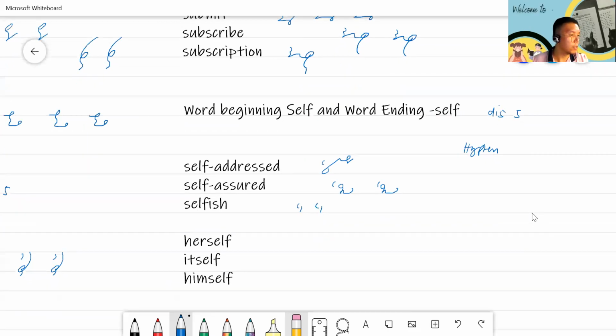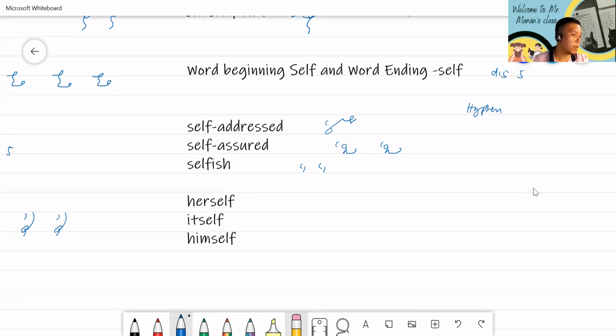All right. So let's have the word ending self. It is actually a joined S. So herself, we have the HER and then self. For herself, HER and then S for herself. How about the word itself? We have the IT and then self for itself. Himself, HEM and then self. All right.